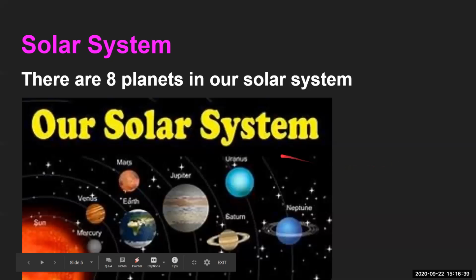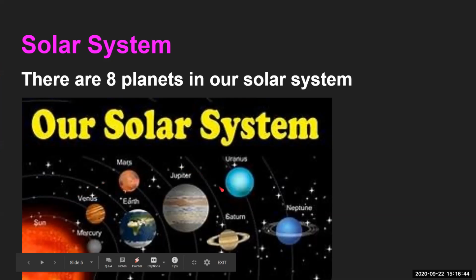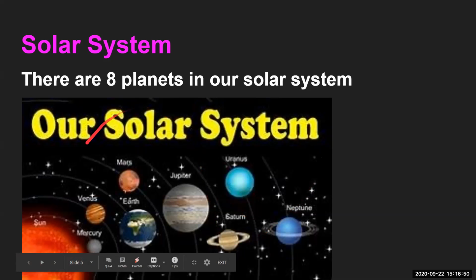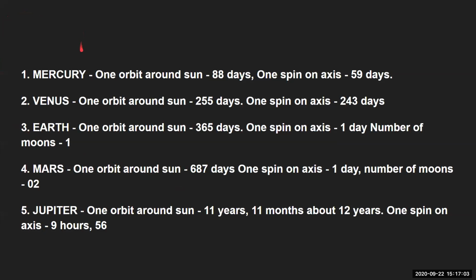Now all the planets move around the sun, like our earth moves around the sun, and all the planets move in their own direction, rotating on their own axis and revolving around the sun. Every planet takes different time to complete this. Let's look. Mercury takes 88 days to complete a revolution, meaning its 1 year is about 88 days. Our 1 year is 365 days on the earth, but Mercury takes only 88 days.